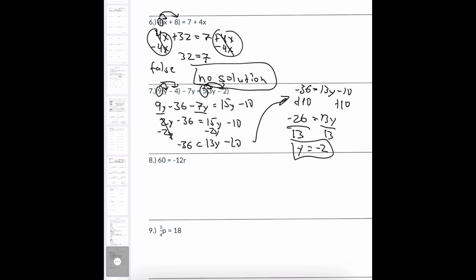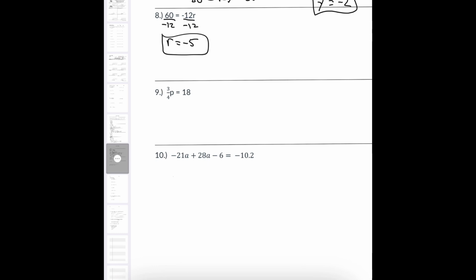Okay, number 8 is probably the easiest problem on this whole page. We have 60 equals negative 12r. When we have a number in front of that variable, we're just going to divide. So we divide by negative 12 on both sides, and we're going to get r equals negative 5.